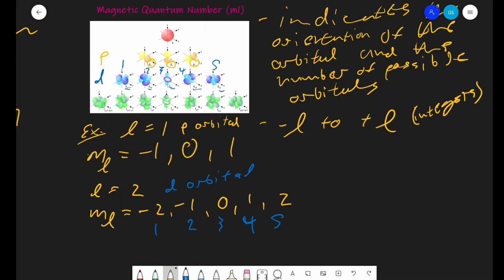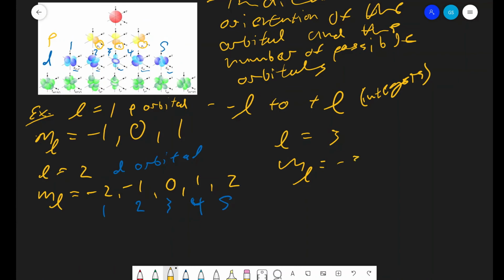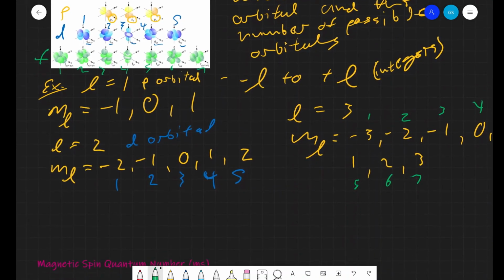You sort of get the point, but I'll do it once more. Let's say L equals 3. The ML values could range from negative 3, negative 2, negative 1, 0, 1, 2, 3. How many values are these? 1, 2, 3, 4, 5, 6, 7. Each with a different orientation, and these are the possible ones. This is the f orbital. So the magnetic quantum number indicates the orientation and the number of possible orbitals.